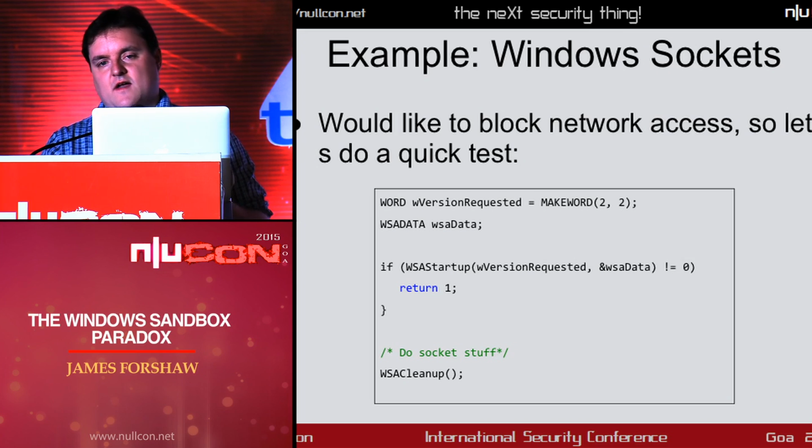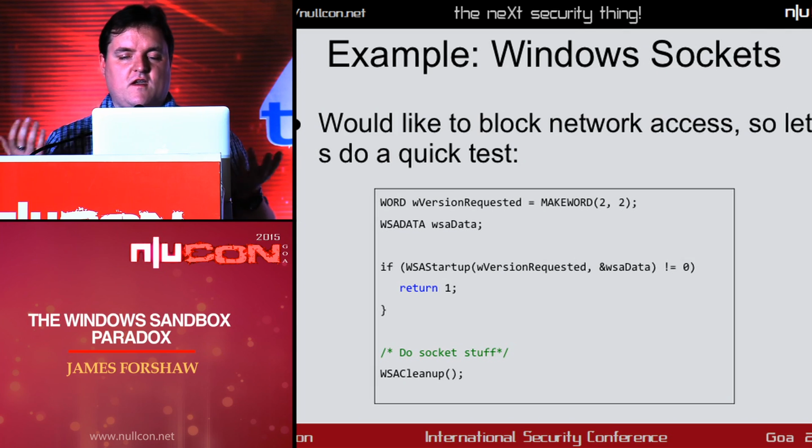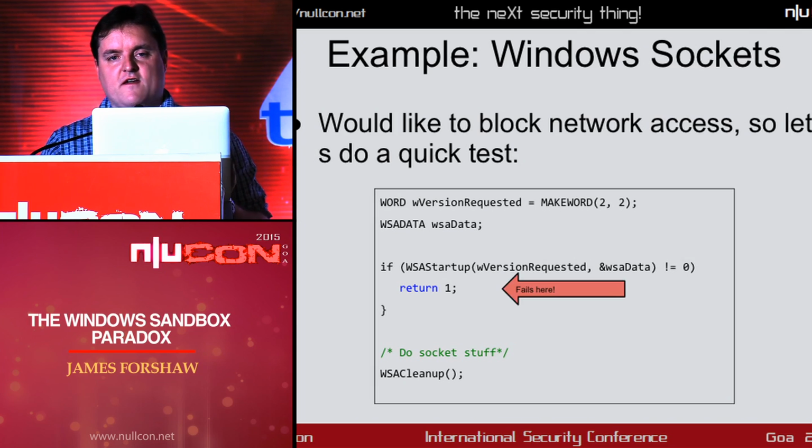So you think, okay, I'll write a quick test. I'll take some code from MSDN for Windows sockets and just try to initialize the socket APIs. You think, that should work. So you try it, and it fails. And you go, awesome, it's not going to be a problem. We can't get socket APIs to work, therefore there is no network connectivity in the sandbox. But of course, it doesn't work like that, unfortunately.